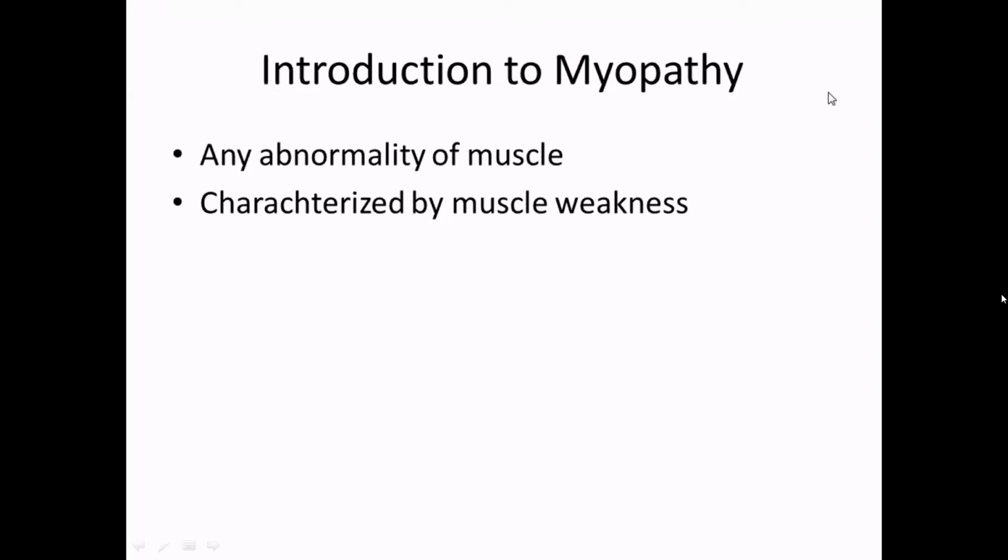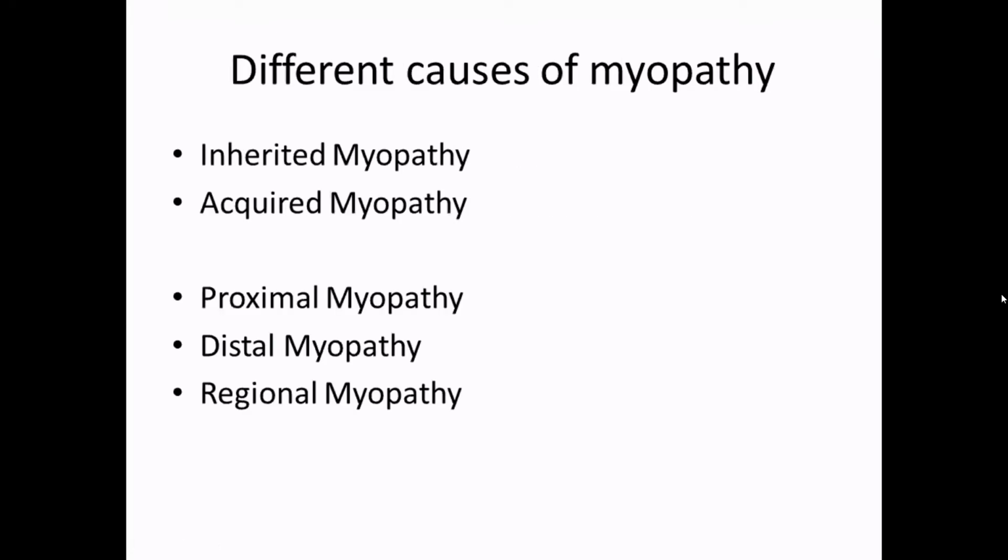So, be it proximal muscle weakness or distal muscle weakness, any muscle weakness or muscle atrophy, it's myopathy, any pathology of the muscle or muscle fibers. There are different causes of myopathy. It might be due to inherited causes or acquired causes. Inherited means present by birth, and acquired means acquired during lifetime. It can also be divided into proximal myopathy, distal myopathy, and regional myopathy.